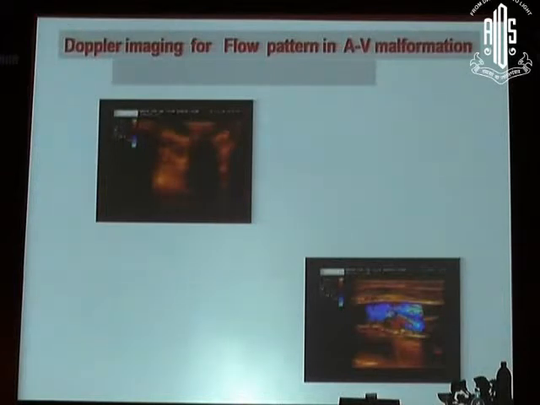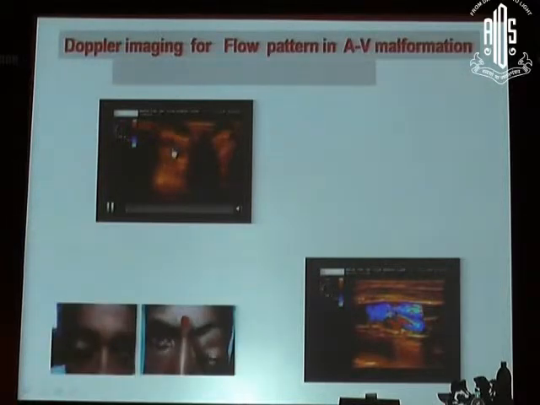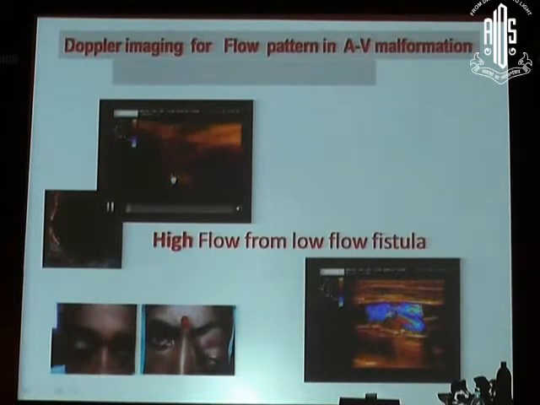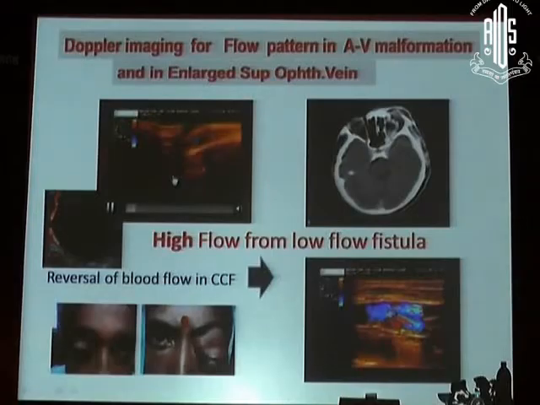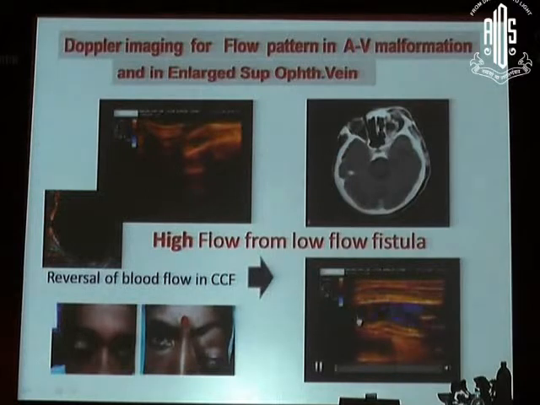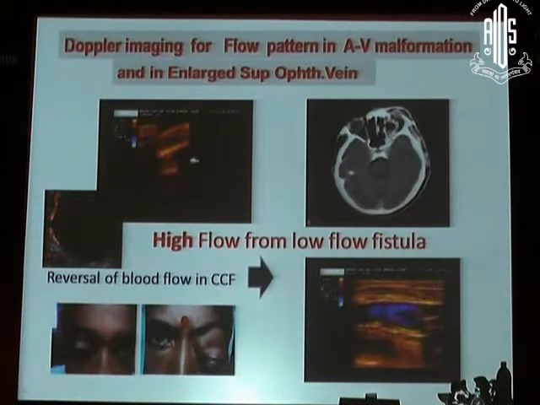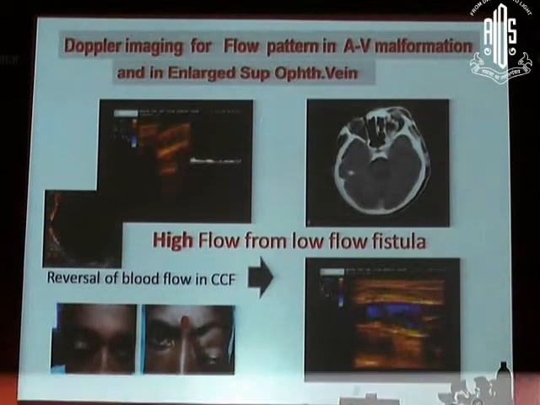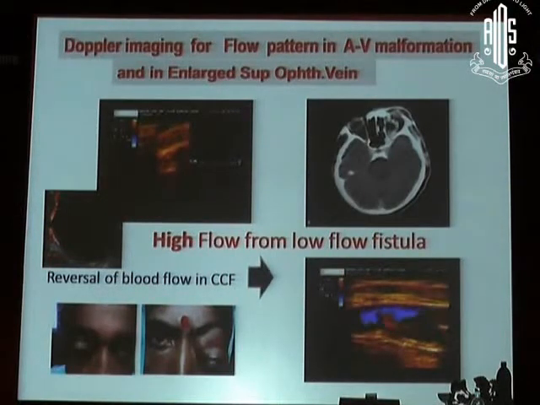Doppler imaging is a good tool to assess the flow pattern in AV malformations. One can detect the high flow from the low flow fistulas. When the superior ophthalmic vein is found enlarged, one can detect the reversal of blood flow pattern, which is indicative of CCF. So this is a very important tool when you assess these conditions.